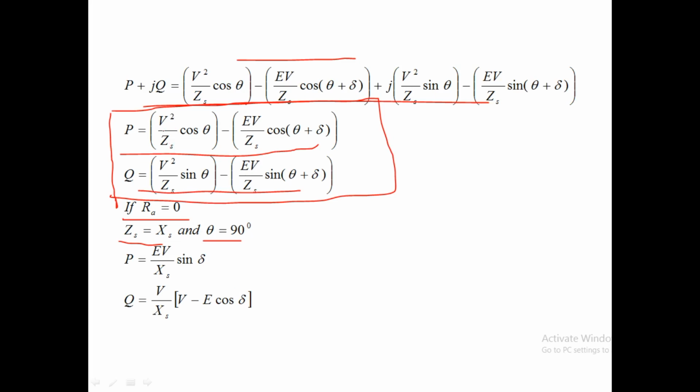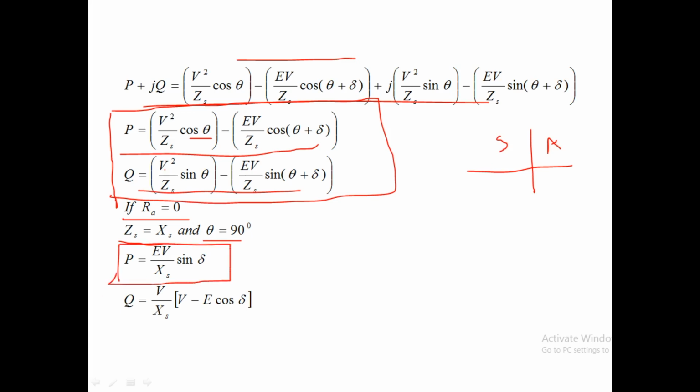Here ZS is XS. So V square by XS into cos 90, which is equal to 0, minus EV by XS into cos of 90 plus delta. What is cos of 90 plus delta? Here, this is the ASTC rule: sine is positive, all others are negative. Cos of 90 plus delta means minus sine delta. So totally we can say P equal to EV by XS into sine delta.